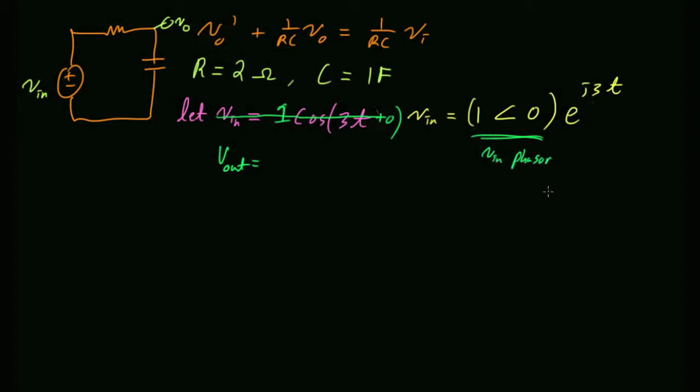Now, I told you something important earlier in the class. I said that whenever your input is a cosine, your output is a cosine at the same frequency. Is it not?